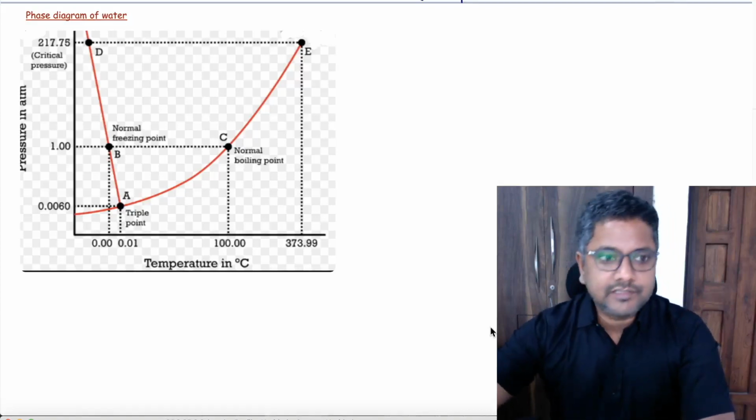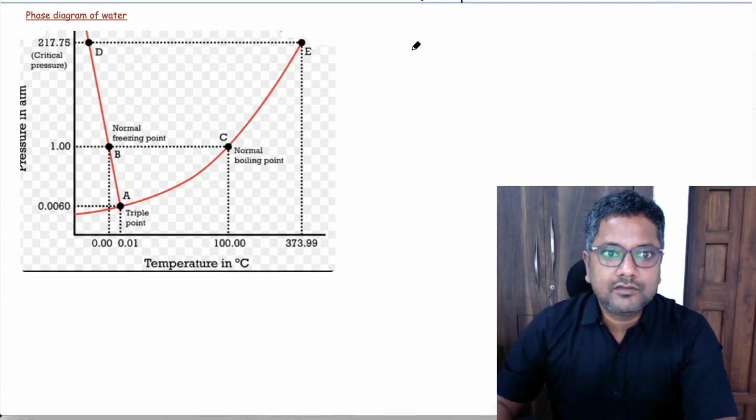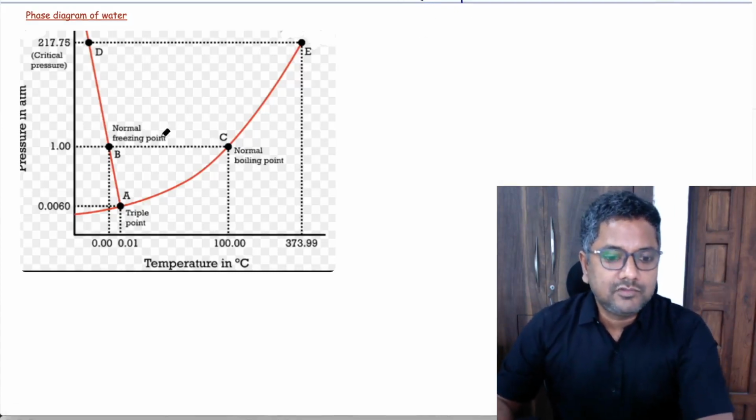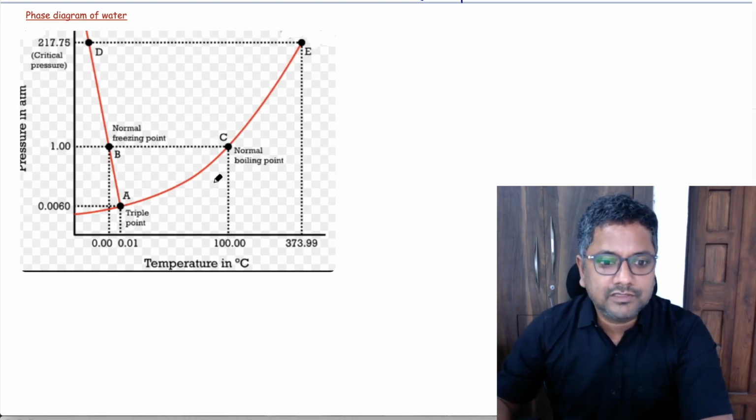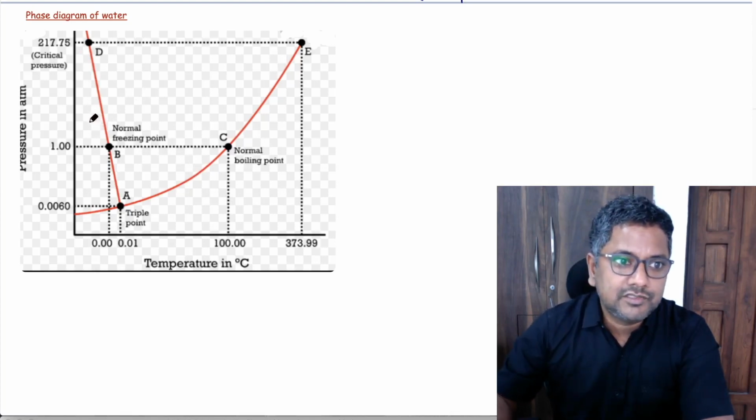Dear students, let's see the phase diagram of water. So, as you know, this line from A to E represents the liquid-vapor interface, or you can say the evaporation line, and this is the solid-liquid line. So, this region is basically solid.